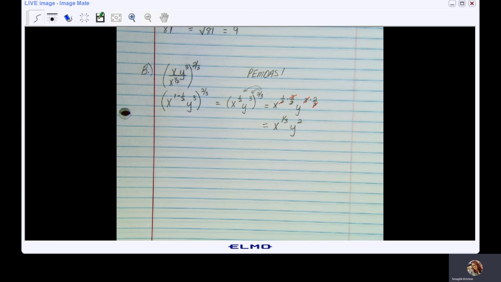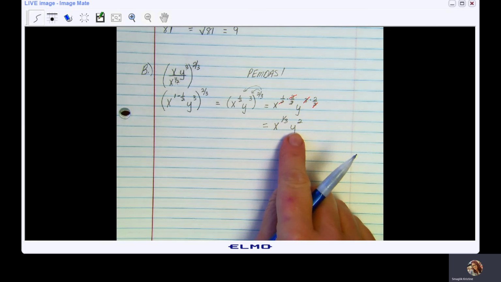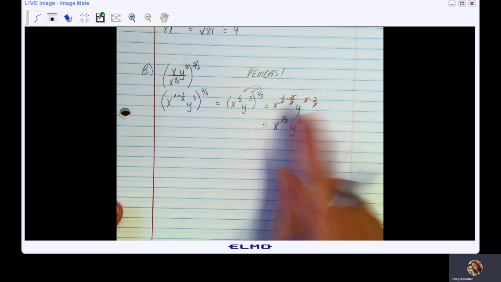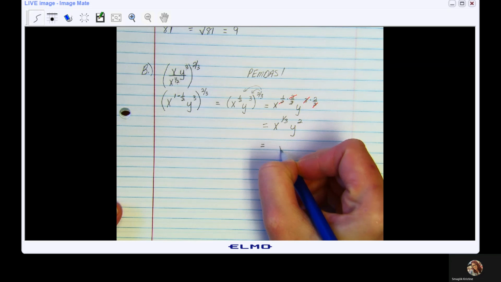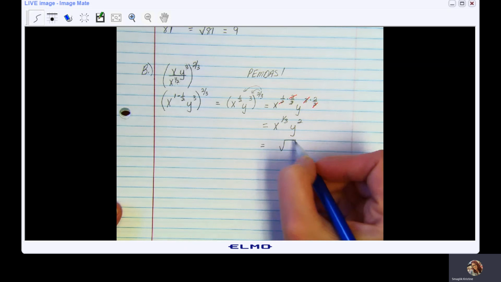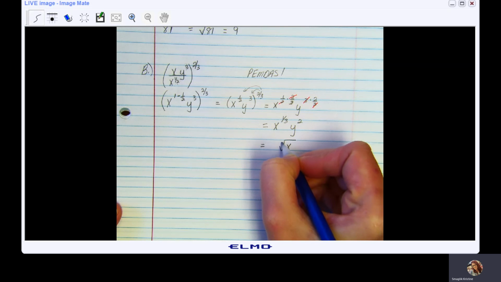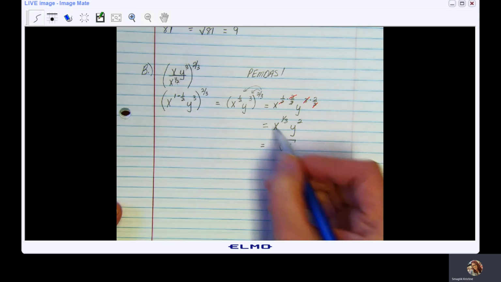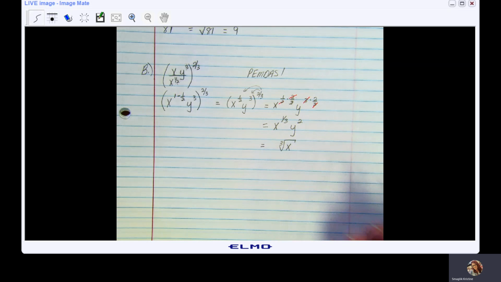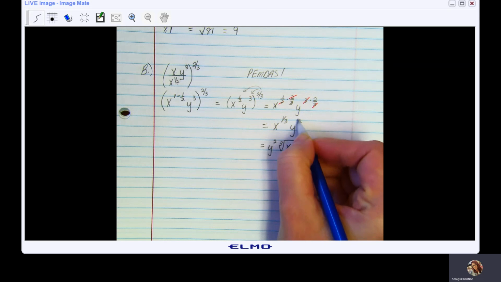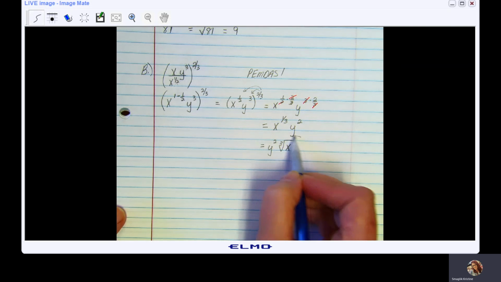Okay, so now I'm going to simplify this. This I can write as a radical. Whenever you have a rational exponent, you can move it into radical form. So I have x as my base, my index is 3, and it's being raised to the first power. I don't need to show an exponent of 1. y squared comes out of the radical. It does not have a rational exponent. So here's my final answer.